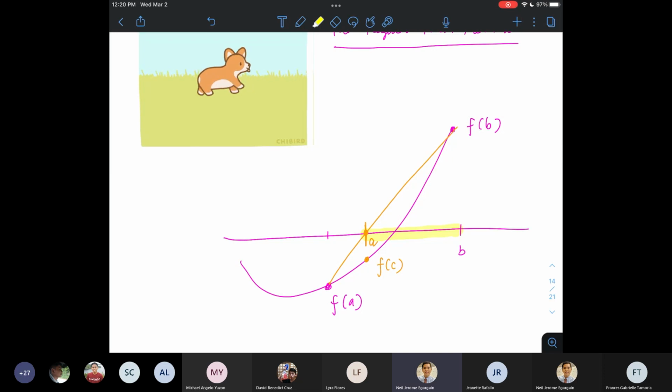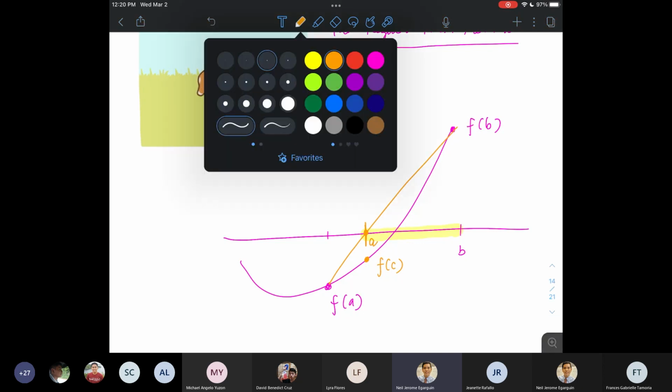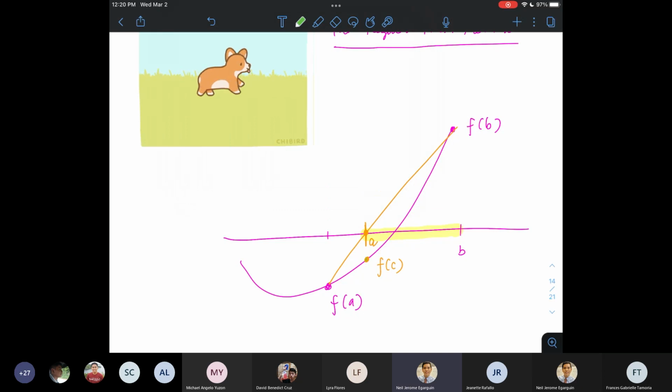Tapos ulitin ko lang yung process hanggang hindi ko pa nasa-satisfy either yung interval-based stopping criterion or yung function value-based stopping criterion. So yung next iteration niya, ganito yung magiging itsura. So I'll use a green one. So kukunin ko ulit yung line passing through the two endpoints. Okay. And then the false position ay ito. Ito yung false position ng root. So this would be my next estimate for the root. All right. And you see, I am now getting closer to the actual root. Because on this interval, kasi mas maliit na yung interval, mas linear na yung behavior ng function.